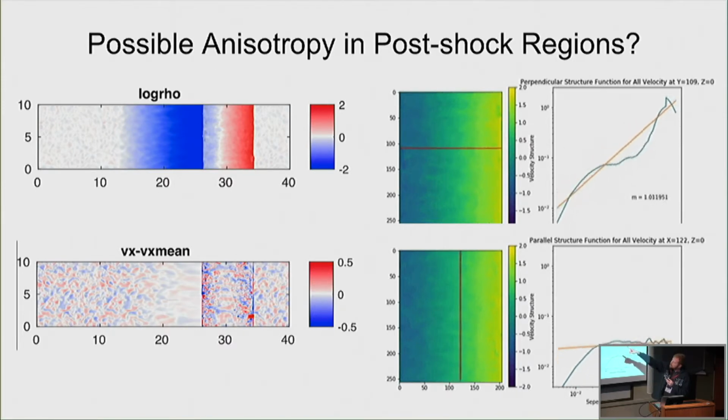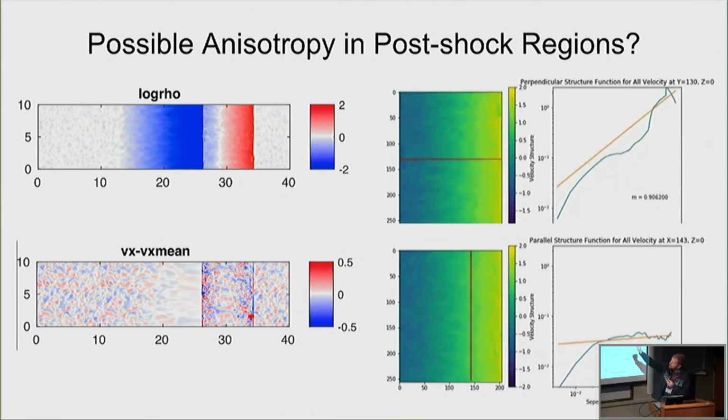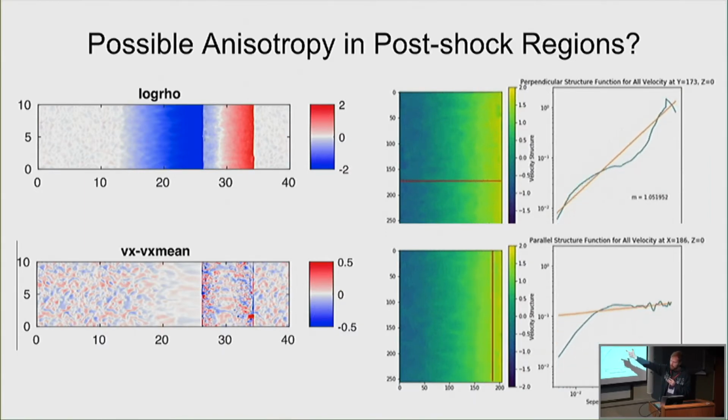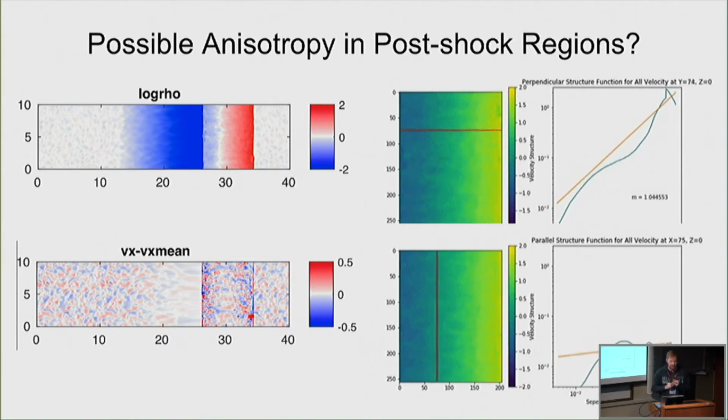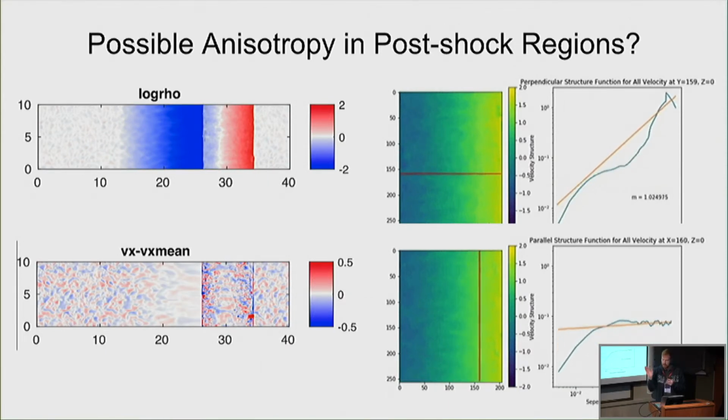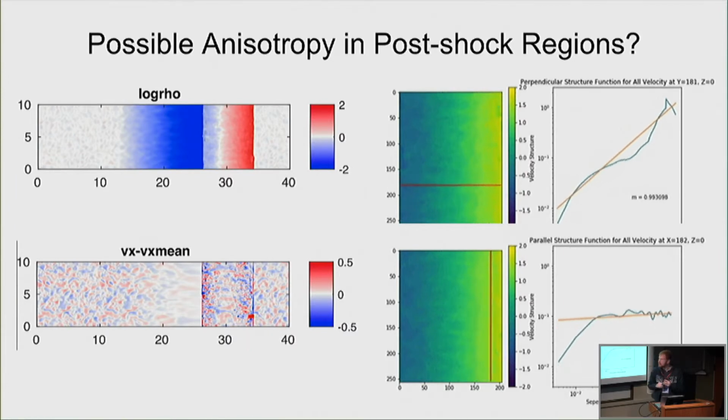And up in the left, the shock is shown in the red. And what I've done on the right is I've just cut out the red part, and I'm computing the velocity structure function parallel and perpendicular to the shock. And if we were just looking at a normal turbulent box, we would expect the velocity structure function to be essentially the same in all directions, like isotropic.